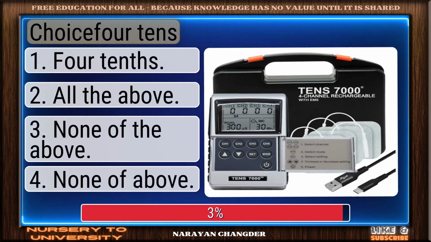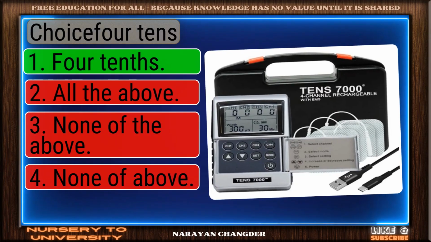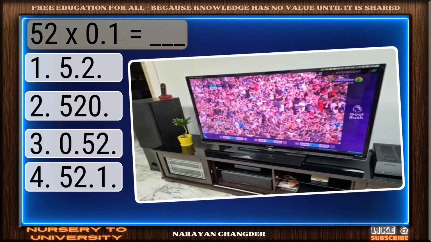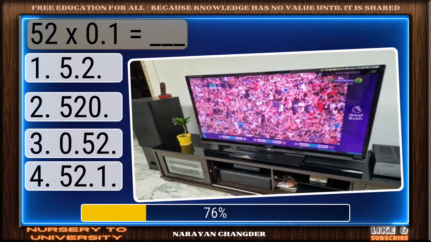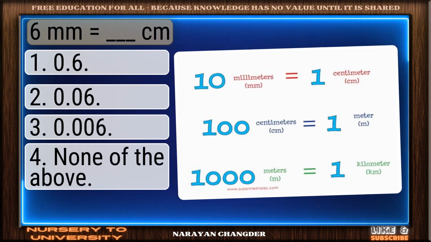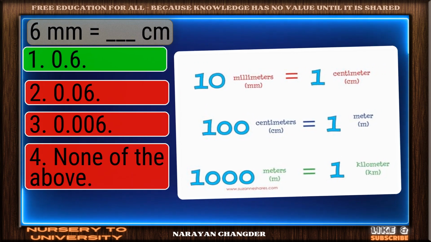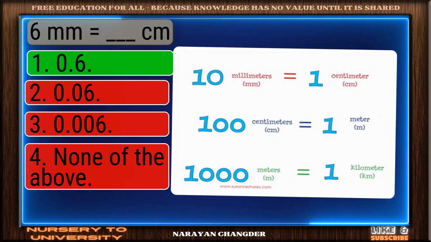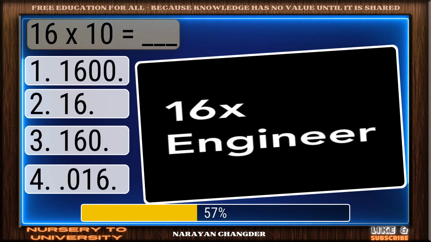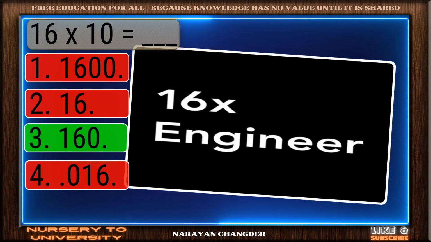Choice 4 tenths. On track. 4 tenths is the correct answer. 50.1 equal to dash. Sharp thinking. 5.2 is the right choice. 6 mm equal to dash cm. Nice selection. 0.6 is the correct and valid answer. 16 x 10 equal to dash. You're right. 160 is the correct answer.